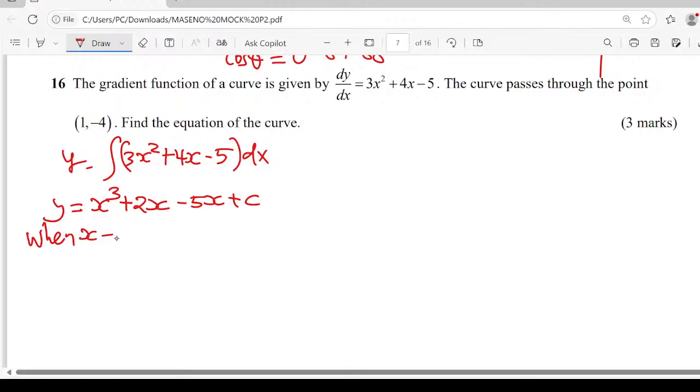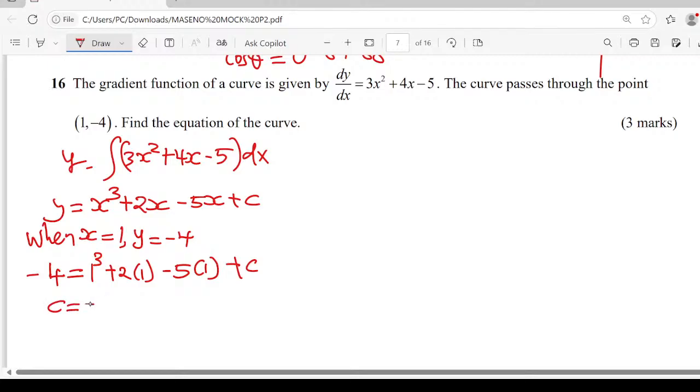When x is equal to 1, y will be equal to -4. Substituting into my equation, dear learners, what am I going to get? -4 equals 1 cubed plus 2 into 1 minus 5 into 1 plus c. So that is going to give you the value of c as -2.